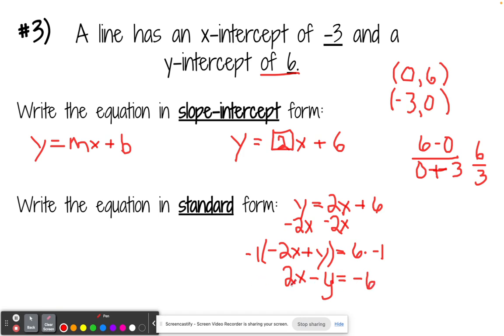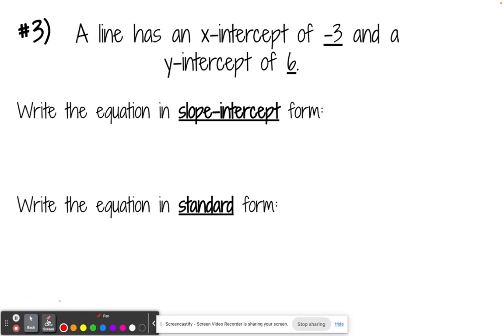Now I could go back and I could check this. If I made my y 0, I would have 2x equals negative 6. Divide both sides by 2, and I would have my x-intercept is negative 3. If I made my x 0, I would have negative y equals negative 6. Divide both sides by negative 1, and I would have y equals 6, which is what my y-intercept is. So I know I did it right. Mental checks are sometimes a good thing to do to make sure that you solved a problem correctly.